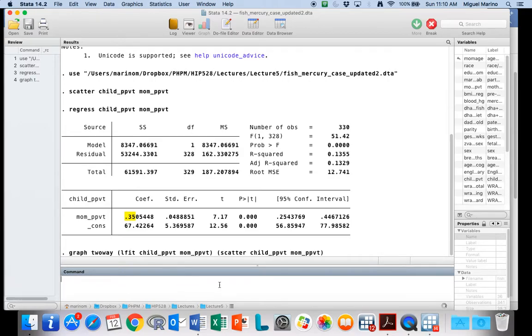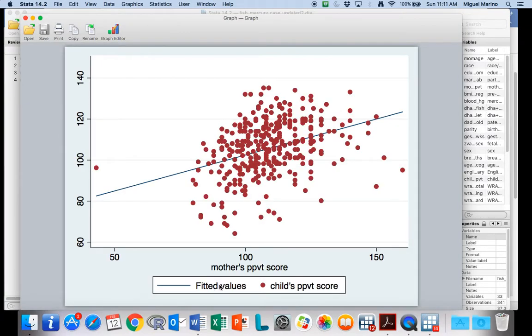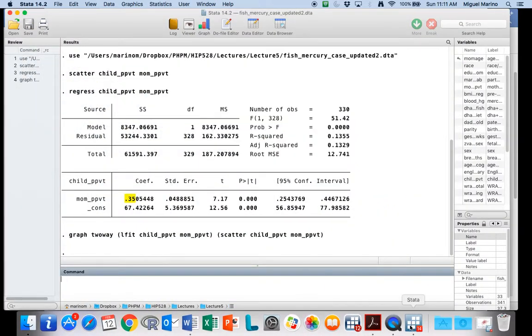If you type that in, you get this figure. Again, it's the exact same figure we saw before, and what it does is just add the fitted values line, so it adds this least squares regression line. Visually it tells you that there's a positive increase, and this slope is 0.35. This is a really nice way to visualize your data in case you're interested. So we'll put that away for now.